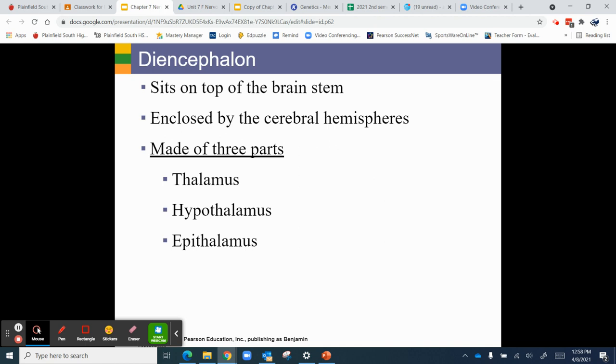Okay, moving on a little bit, we'll talk about the diencephalon. The diencephalon is the portion that actually sits on top of the brainstem. This is completely enclosed, completely encompassed by the cerebrum, so the two hemispheres, and it's made up of three parts: the thalamus, the hypothalamus, and what's called the epithalamus. We'll talk about each one of those sections going forward here.